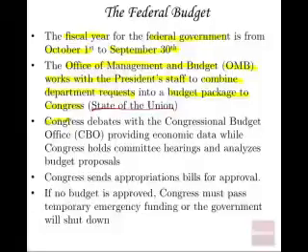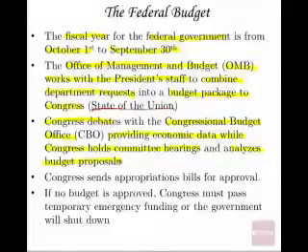So Congress debates with the Congressional Budget Office, providing economic data, while Congress holds committee hearings and analyzes the budget proposal. So again, Congress, you're going to have opposing sides, and they're going to use data given by the CBO to try to strengthen their argument. The CBO is supposedly a more neutral organization, but again, congressmen from both sides of the aisle can kind of cherry pick certain facts to try to strengthen their particular argument.